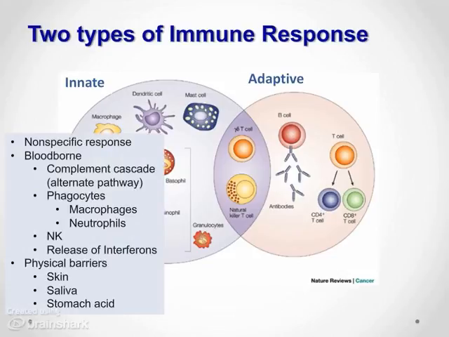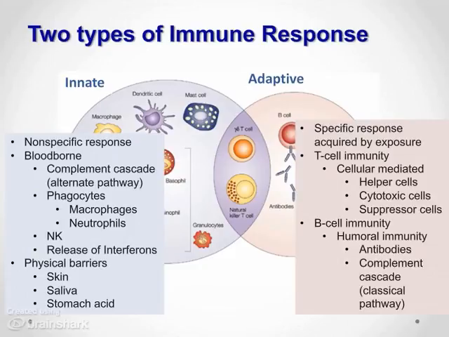The innate immune response is nonspecific, inborn, requiring no training or previous exposure to the pathogen. The complement cascade involving the alternate pathway, and cells such as macrophages and neutrophils participate in this type of mechanism. In contrast, the adaptive immune response is an acquired reaction, requiring previous exposure or education on whom to mount a response against. T cell and B cell mediated immunity are adaptive immune responses.